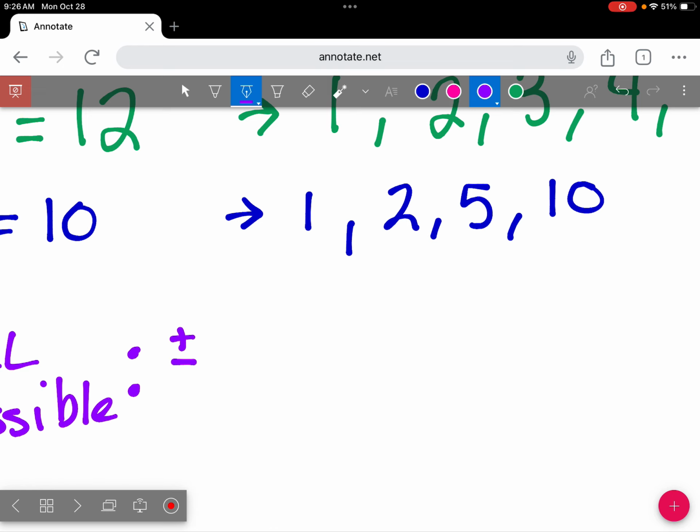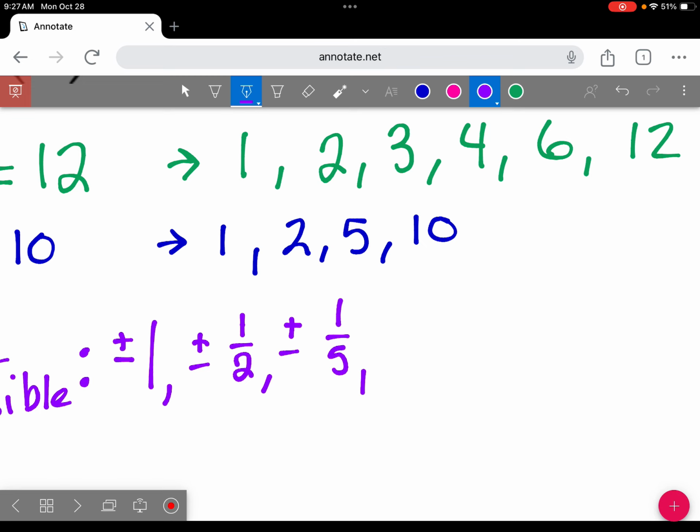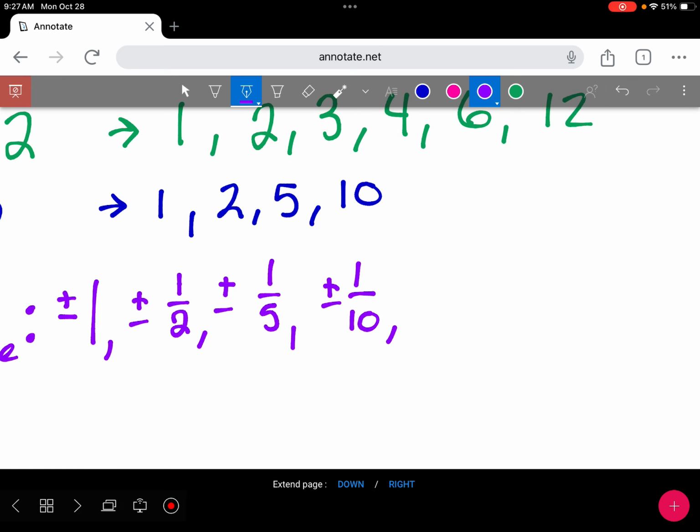So this is going to be a really long list because we have 1 over 1, so we have plus or minus 1. Then we're going to have our plus or minus 1 over 2. I'm on my blue, so we have 1/2. Then we're going to have plus or minus 1 over 5, so 1/5. And 1 over 10, so plus or minus 1/10. There we go. So that uses my 1 as my numerator.